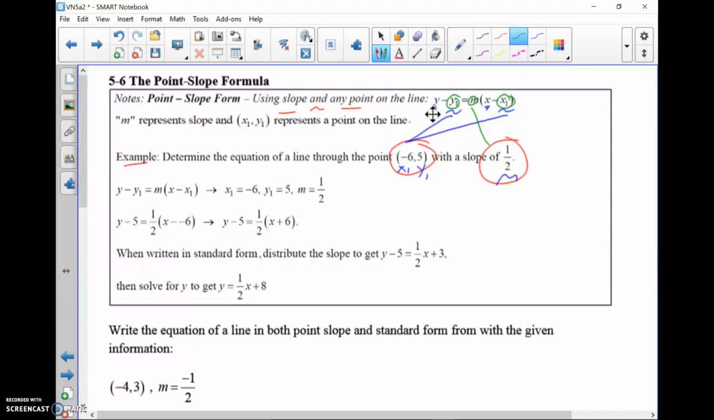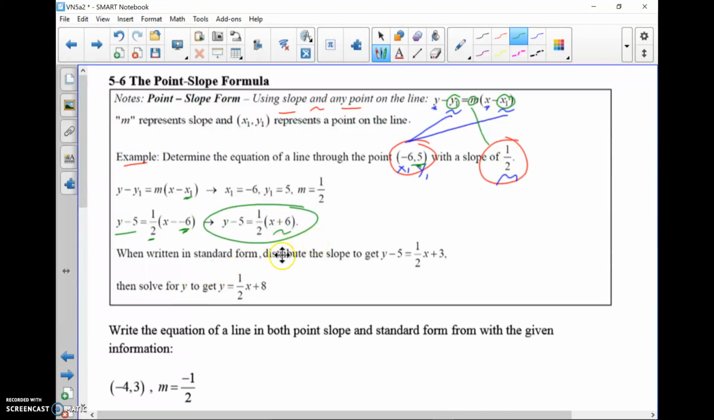So you see that when substituted, what this looks like is, instead of y minus y1, it's y minus 5 because the y value of the coordinate is 5. And then instead of m in parentheses, we put half in front because our slope is a half. And x minus x1, well, x1 is negative 6. So that's minus negative 6. Anytime you see that minus negative 6, it's going to turn into a plus, so it's really x plus 6. And then this is the answer in point-slope form.